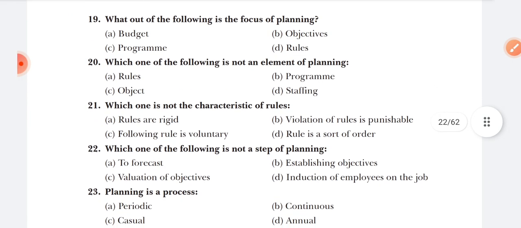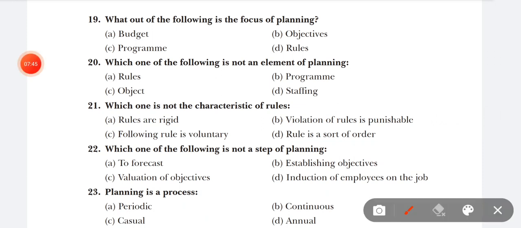Question 23. Planning is a blank process. Periodic, continuous, casual, or annual? And the correct option of this question is option B, continuous.